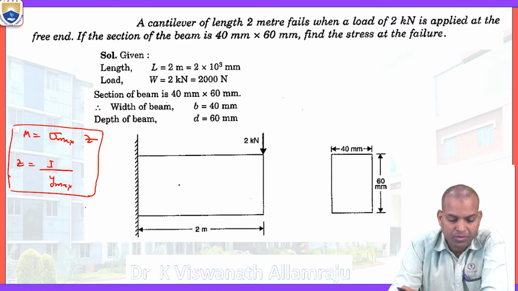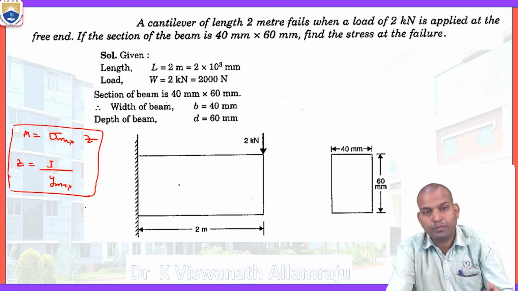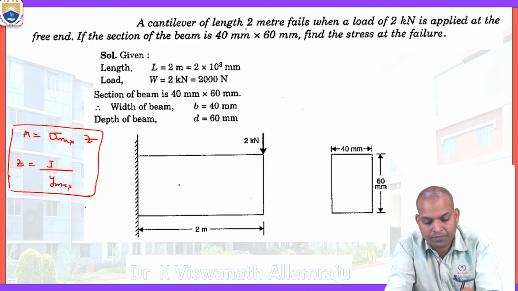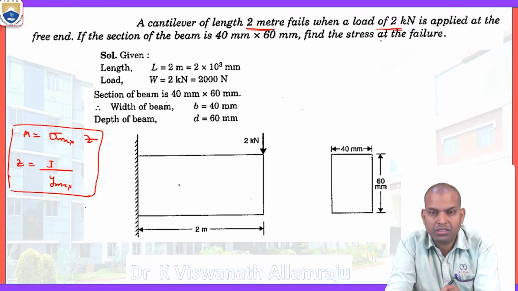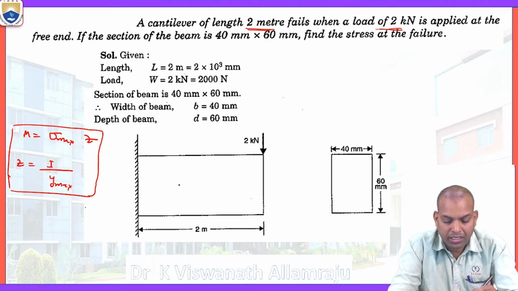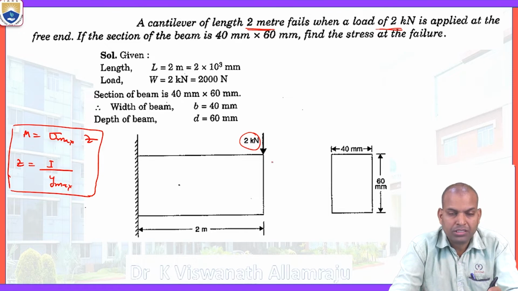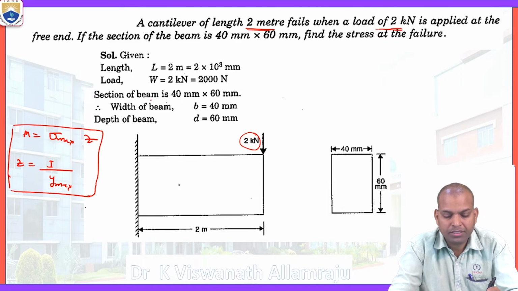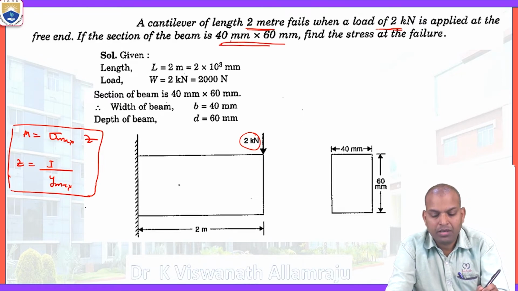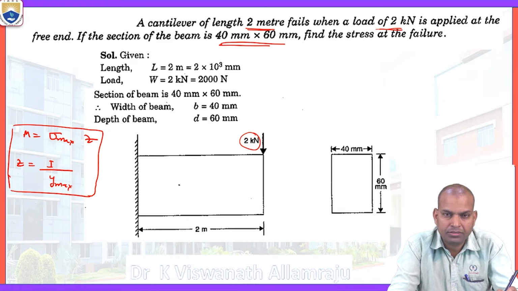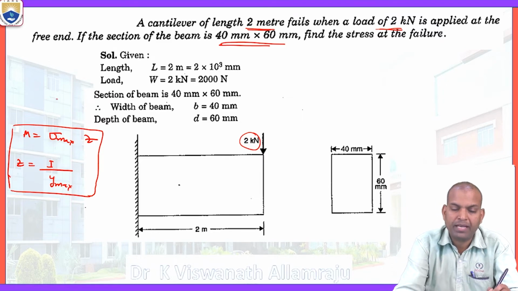Now here is the problem: a cantilever beam of length 2 meters fails when a load of 2 kilonewtons is applied at the free end. If the section of the beam is 40 millimeters by 60 millimeters, that means it is a rectangular section. Find the stress at the failure. What is the failure stress? That is nothing but the maximum stress it can take, after which failure takes place.